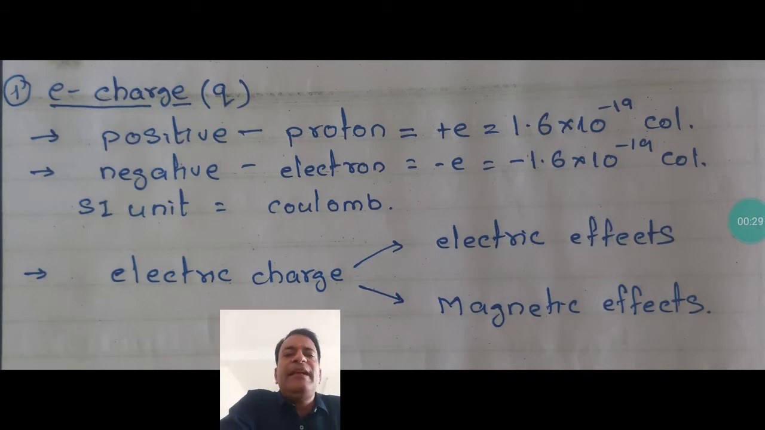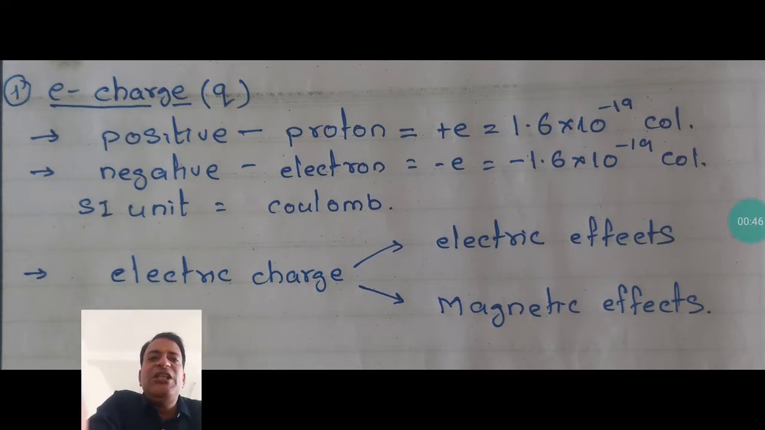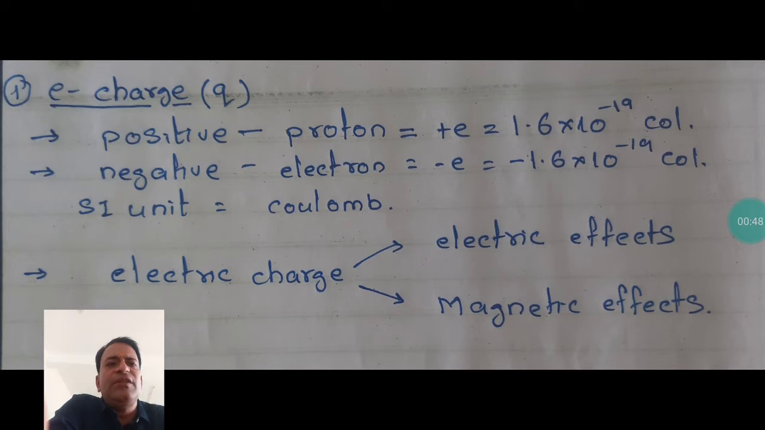You have been studying electric charge in your previous classes also, and you know that every atom is made up of three different particles. What are these three particles? Protons, neutrons and electrons. And you already know that protons are positively charged, electrons are negatively charged, and neutrons do not carry any charge.